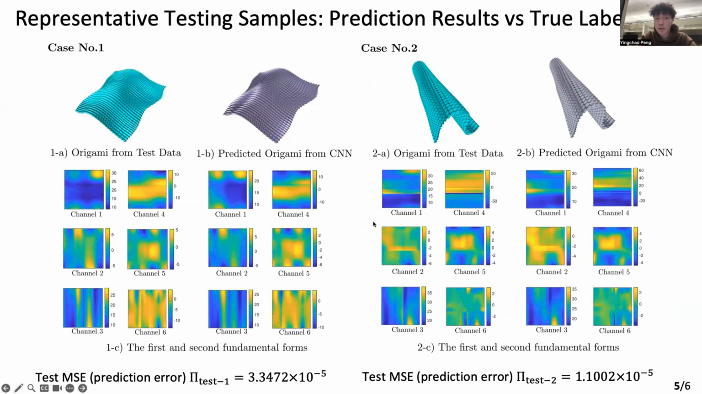We have presented 2 representative testing samples with the prediction result and the true label. You can see that the surfaces are really similar to each other, and you can also see the similarity of the first and second fundamental forms and the small test mean square error, which shows a good prediction of our CNN.